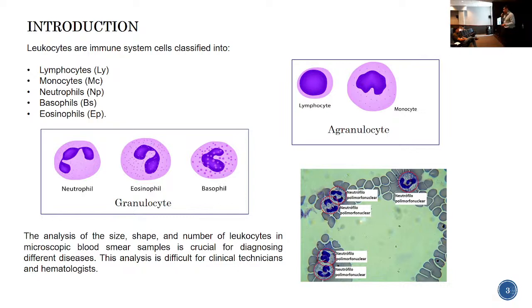The analysis of the cells, of the shapes, size, and number in a blood smear sample is crucial for the diagnosis of diseases of people. We must consider that this analysis is difficult for clinicians and hematologists. Here we can see an example of a blood smear seen from the microscope.